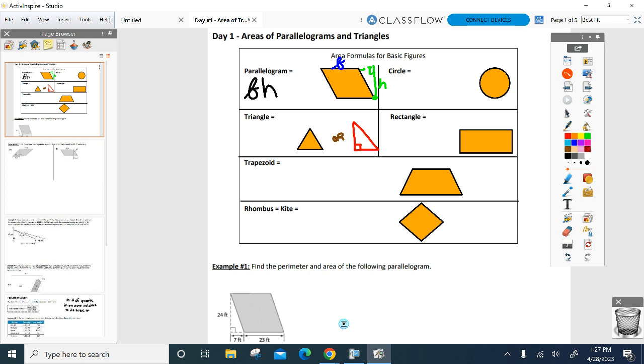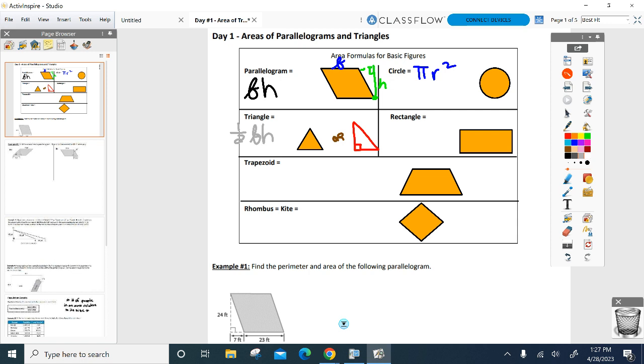Anybody know the circle one? Circle? What's up, Kyle? Pi radius squared. Pi r squared. Look at you. Yes. Pi times the radius squared. Good work. Triangle? Base times height divided by 2. I like 1/2 base times height. That's how I roll. 1/2 BH.